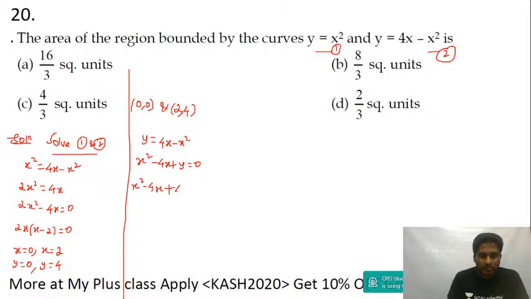I am going to add 4, subtract 4 plus y is equal to 0. The first three terms will be a perfect square, x minus 2 the whole square, plus y is equal to 4. Or you shift on the right side, 4 minus y.